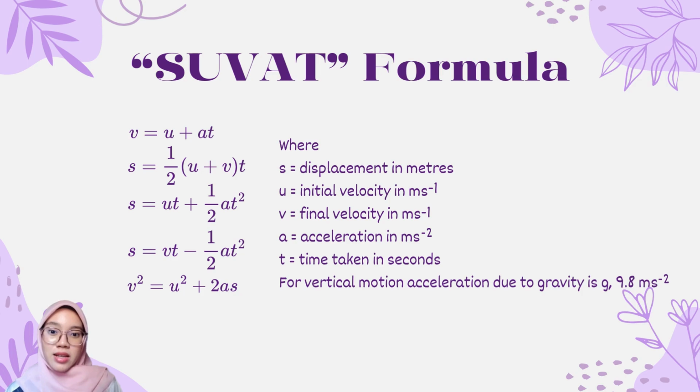So what are the SUVAT formulas? There are 5 formulas. The first one is v equal to u plus at. The second one is s equal to 1 over 2 times u plus v times t. The third one is s equal to ut plus 1 over 2 at squared. The fourth one is s equal to vt minus 1 over 2 at squared. And the last one is v squared equal to u squared plus 2as.